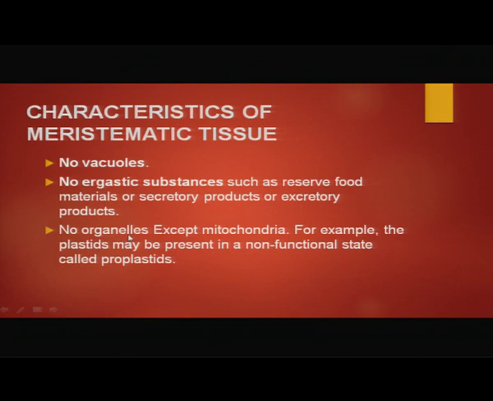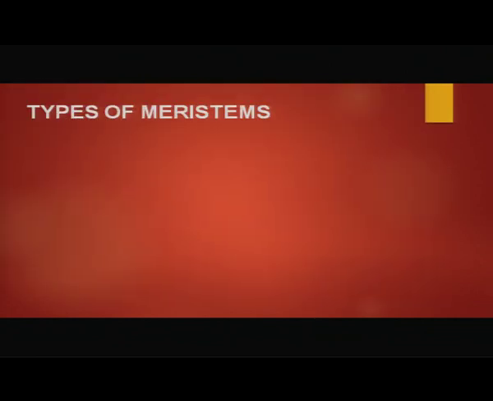Finally, most of the organelles are also absent except for the mitochondria. Mitochondria is of course there, because it is there to provide the energy for rapidly dividing cells, but other organelles are either absent or present in a non-functional state. For example, plastids are present in a non-functional state called proplastids. This was about the characteristics of meristematic tissues.